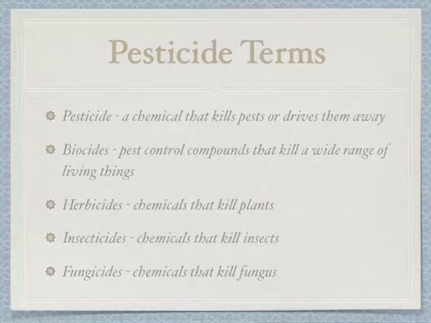A pesticide refers to any chemical that kills a pest or even could potentially drive them away. Pesticides can be considered biocides if it's a compound that kills a wide range of living things. Biocides are the most dangerous pesticide to use because they could kill non-target organisms as well. Herbicides are pesticides that kill only plants, insecticides focus on killing insects, and fungicides are determined to kill only fungus.